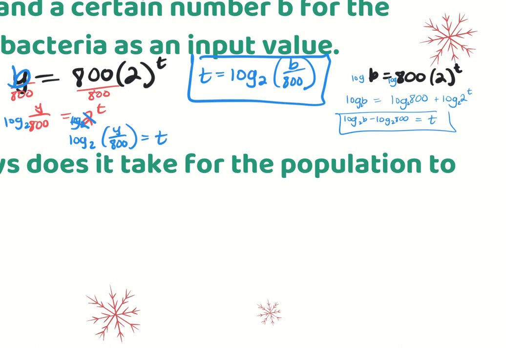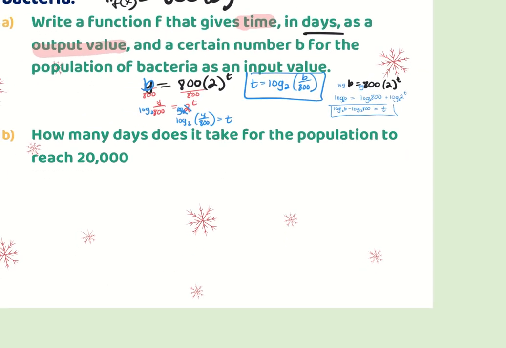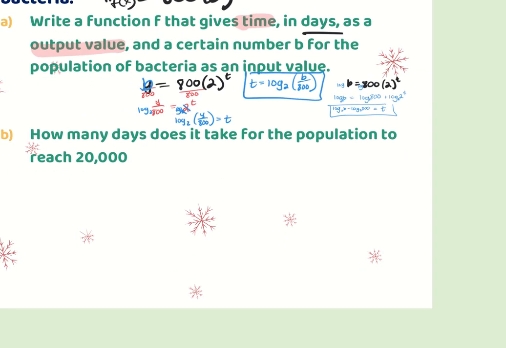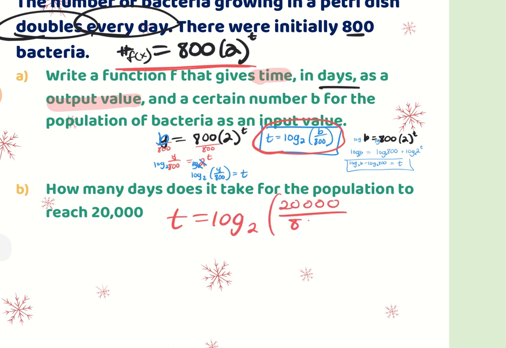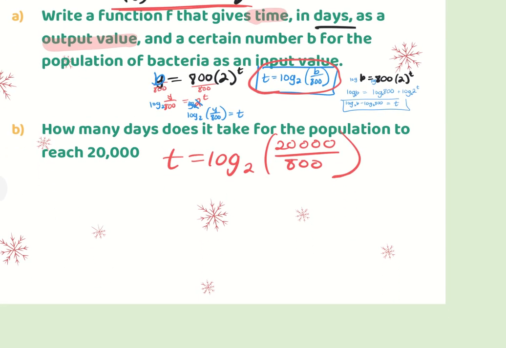Questions so far? Okay, then B says, how many days does it take for the population to reach 20,000? So 20,000 represents which variable here? B. So I can either, and you could use this either way, I could go here or I could do it here. The benefit of doing it in here is that t is already isolated. So if I do that, I get t equals log base 2 of 20,000 over 800. And then I cross through my zeros.